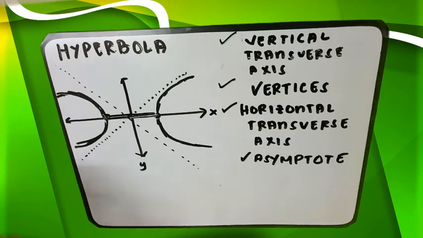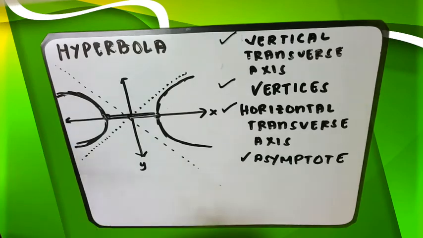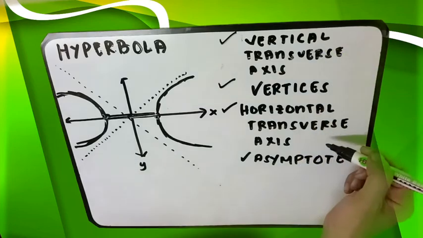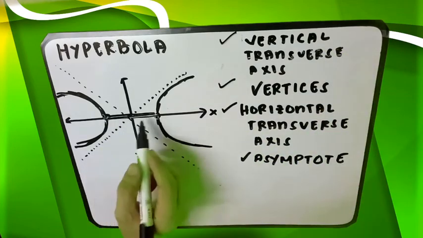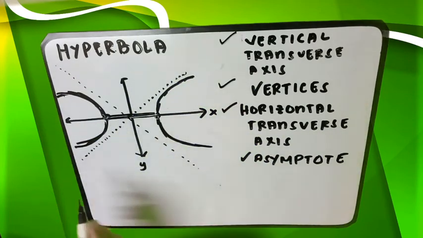So meron tayong equation ng asymptote pero nasa ibang discussion siya. So focus lang muna tayo dito sa parts para malaman natin sa given graph alin ang vertices, asan ang vertical transverse axis or horizontal transverse axis, nasaan ang asymptote, asaan ang foci, ang conjugate. So we're done with vertical and horizontal transverse axis. Sa vertical yung paganon, vertices, ito, and then asymptote, yung diagonal line.